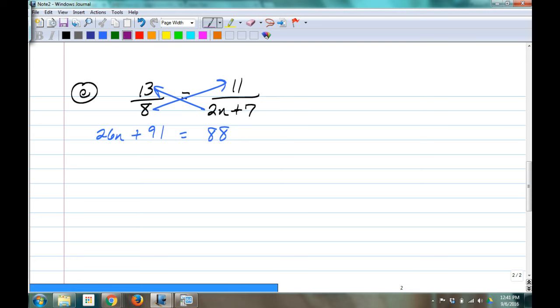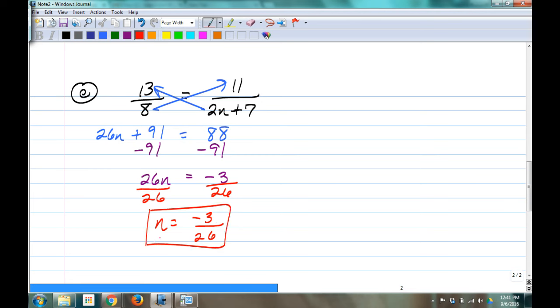Okay? So what would be my next step? Subtract 91. 26n equals how much? Negative 3. Divide by 26. Get that fraction, negative 3 over 26. Doesn't reduce. So no matter where the variable's at, it's still the same process. Cross multiply. Bottom times top. Bottom times top. Distribute if needed.